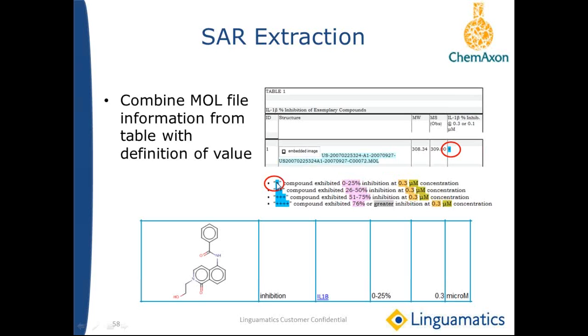micromolar concentration. So we then combine this information together, so we get the structure from the mol file, we get that it's an inhibition, and we get that it's an inhibition on IL-1 beta, and that's from the mention of IL-1 beta at the top of the table, in the table header. And you can see that IL-1 beta here was rather differently formatted, but we've standardized that. We've used our terminologies, and we've also used some fuzzy matching to match from IL-1-1 beta to IL-1B. And then we pulled out the 0 to 25% and the 0.3 micromolar.